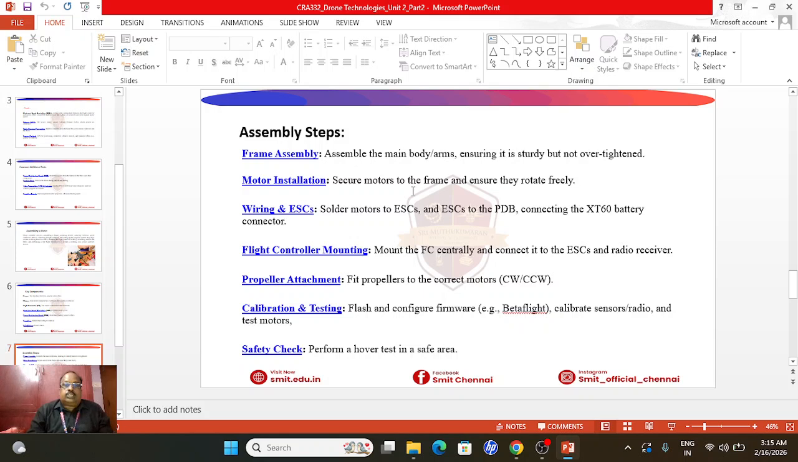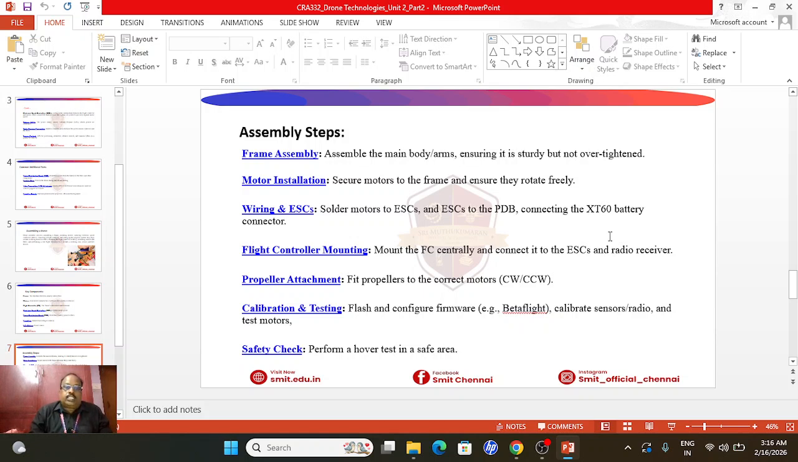Secure motors to the frame and ensure they rotate freely. Wiring and speed controller: solder the motors to the PDB, connecting the XT60 battery, that is the lithium polymer battery, using the wiring. Flight controller mounting: mount the FC centrally and connect it to the electronic speed controller and radio receiver.